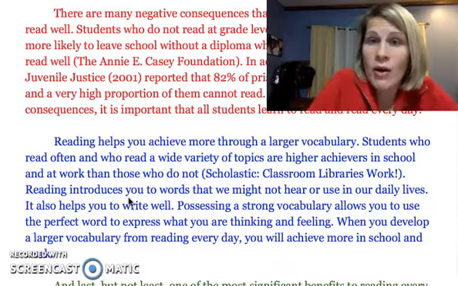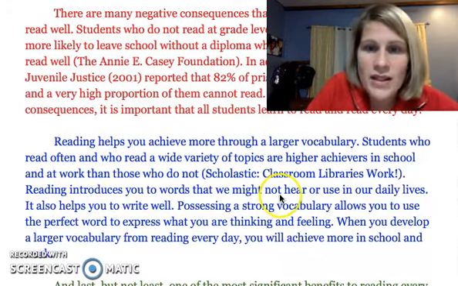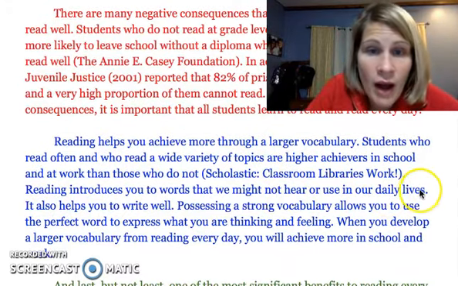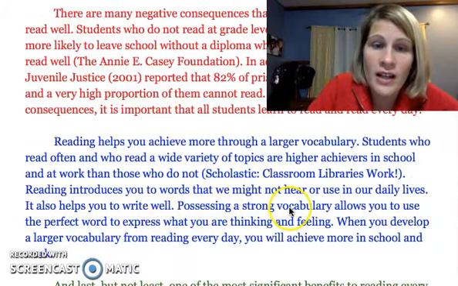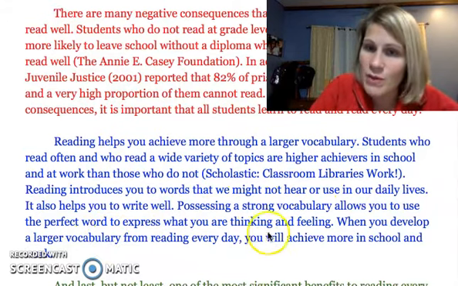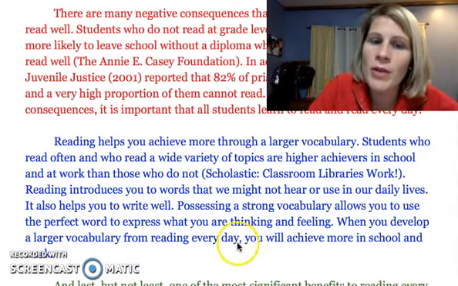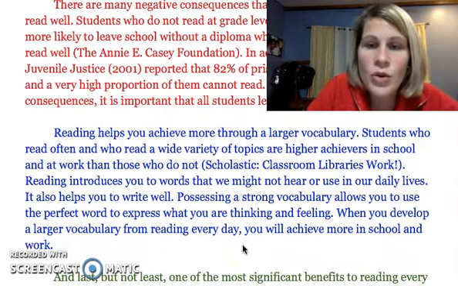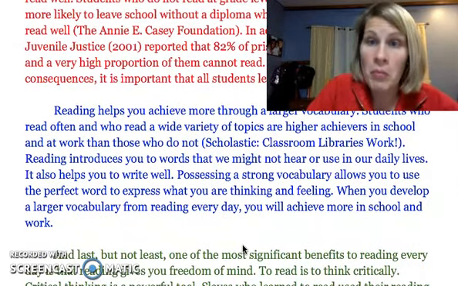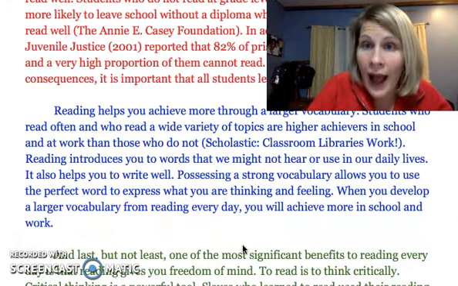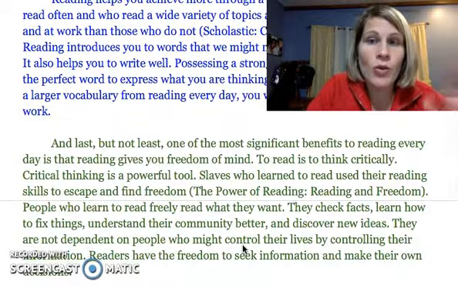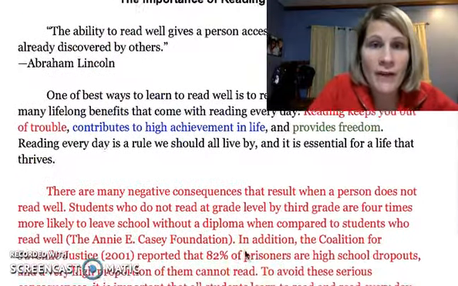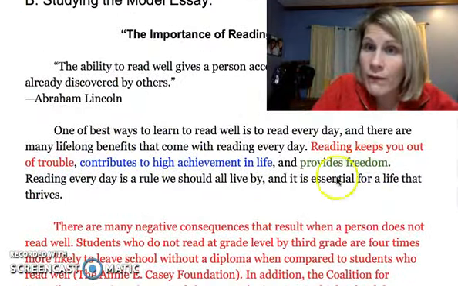Maybe I want to know, again, how does reading every day help you achieve? Reading introduces you to words that we might not hear or use in our daily lives. It also helps you to write well. Possessing a strong vocabulary allows you to use the perfect word to express what you are thinking and feeling. When you develop a larger vocabulary from reading every day, you will achieve more in school and work. Now I know how reading every day helps you achieve more. Now we go to our third paragraph, which is going to be about providing freedom.